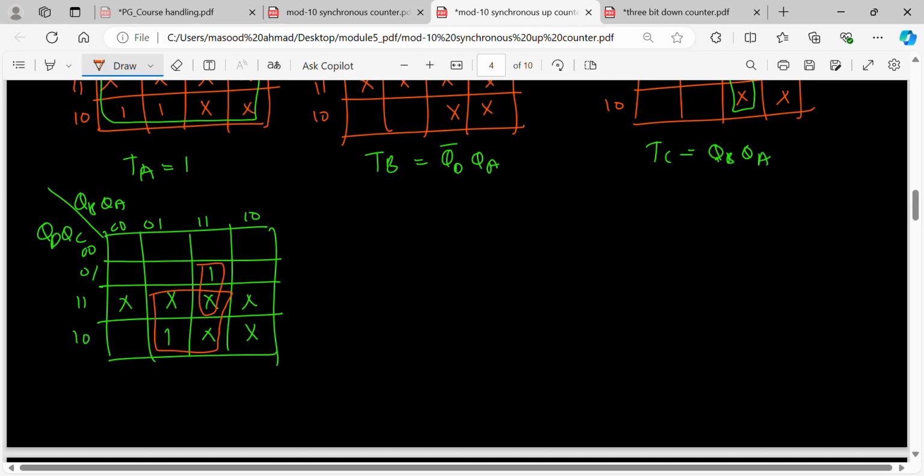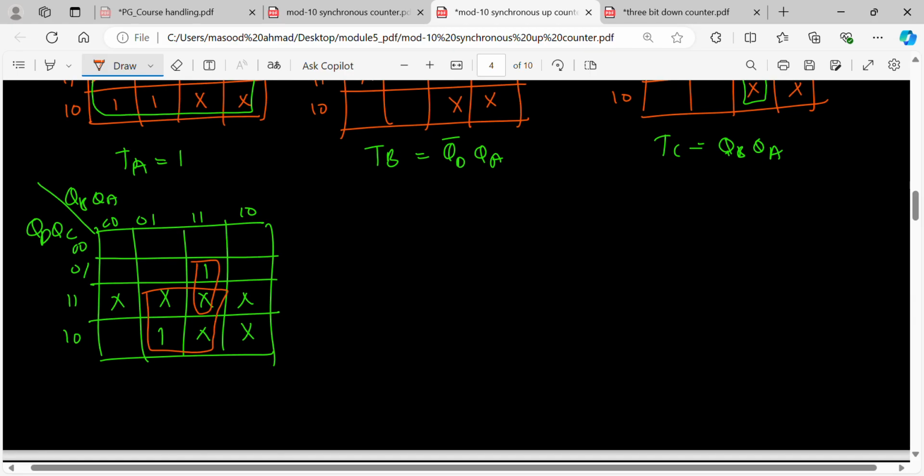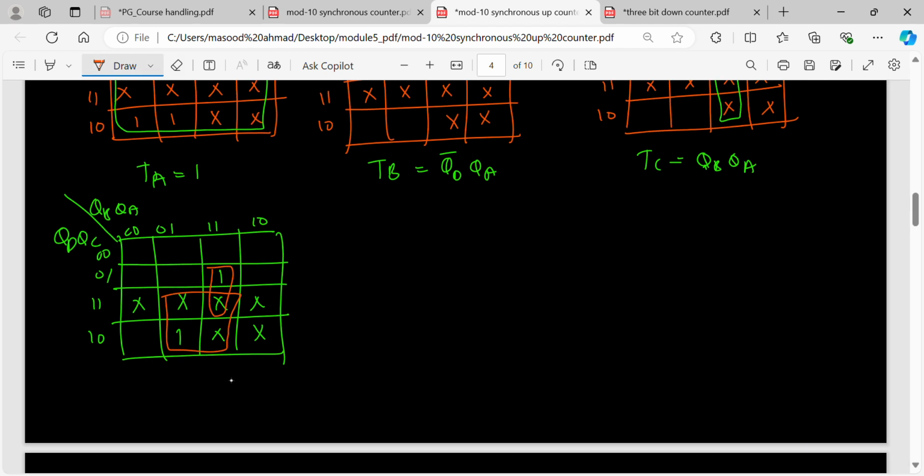Of course, we have seen a number of times how to draw the circuit diagram. So one can draw the circuit diagram. What is the expression that I am going to get for TD? Expression for TD turns out to be QA QD plus QA QB QC. This is exactly what the expression is.